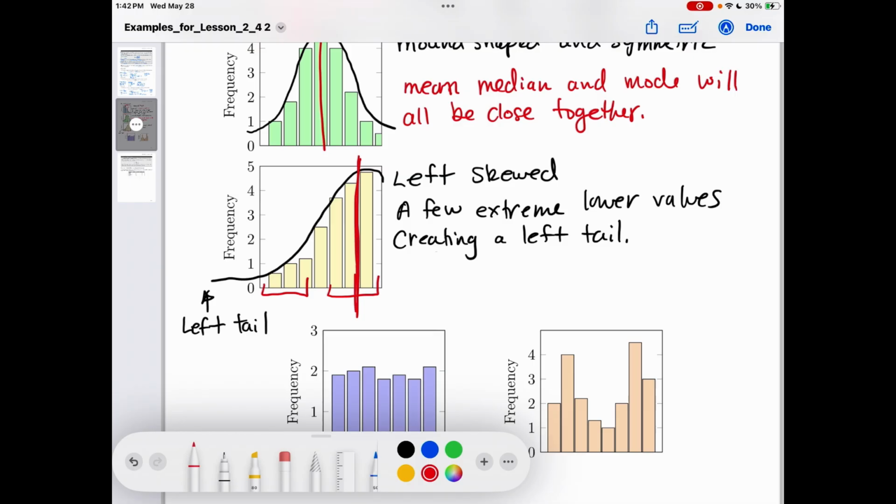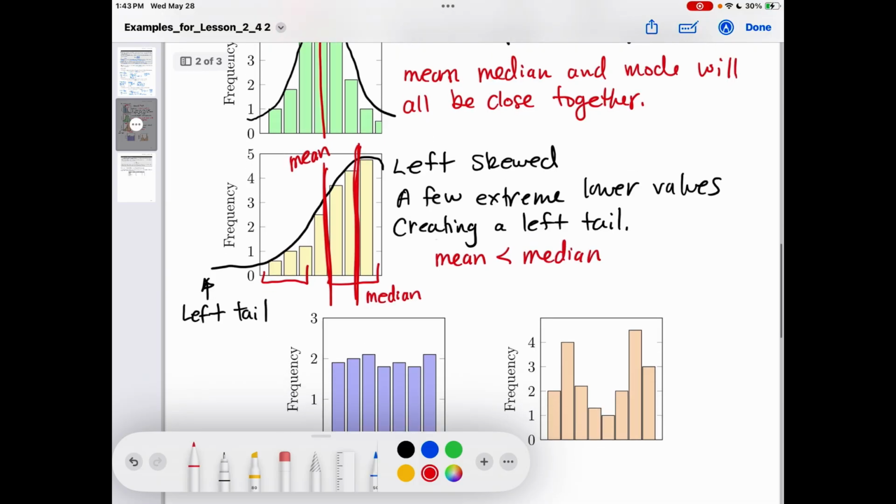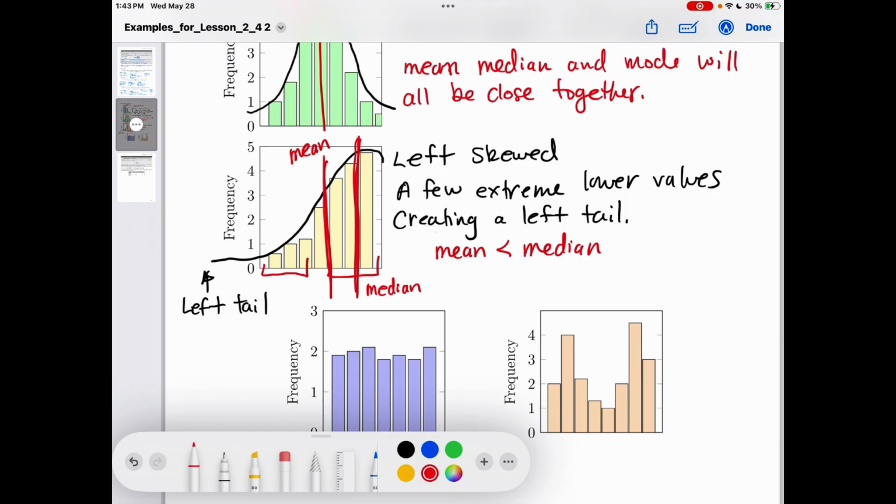And because you have a few extreme values going to the left, that means your median is going to fall somewhere here where the mound is. But those few extreme lower values are going to make your mean come down. Your average is going to come down. So in this case, your mean is going to be to the left of the median in the direction of the tail. And so your mean is going to be less than your median in this case.